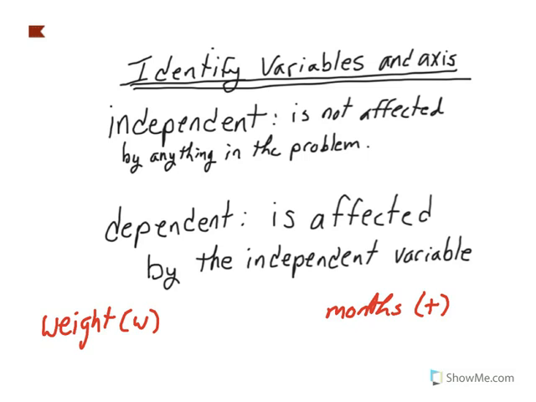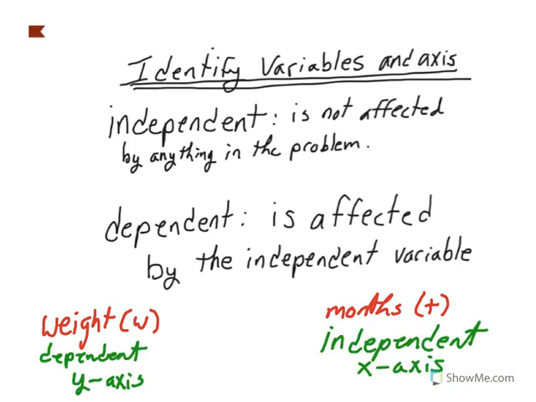By plugging these words into our definitions, we can see that the weight is affected by the months. The months are not affected by anything in the problem. So the months are the independent or x-axis variable, and the weight is the dependent or the y-axis variable. Please pause the video and copy this into your notes.